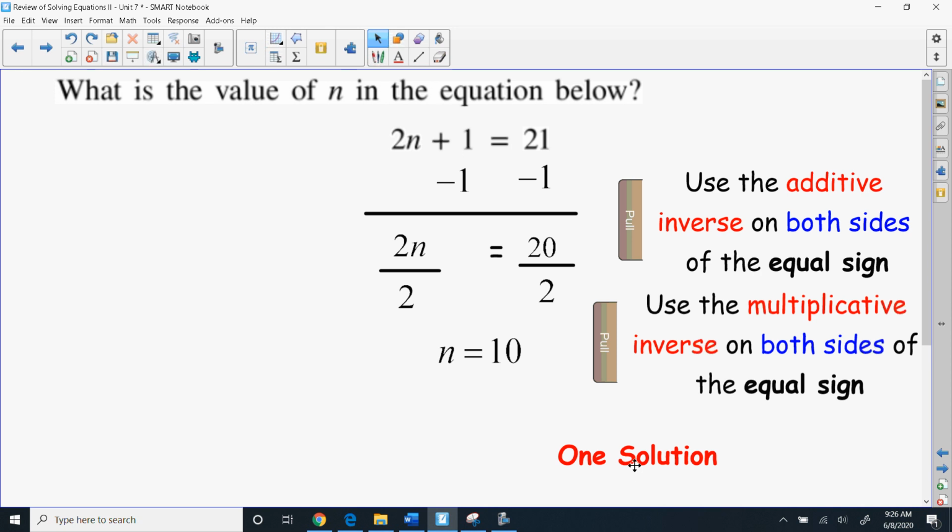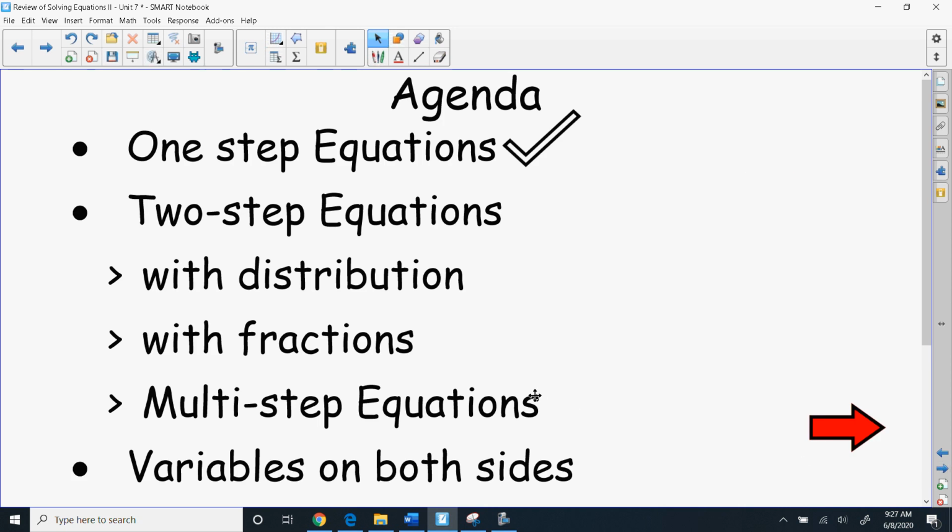And I put that there for a reason, because later on we talk about special cases, and in special cases, the usual type of occasion we run into is a question that has just one answer. So this would be an example of that one solution. All right, so that was a two-step equation.